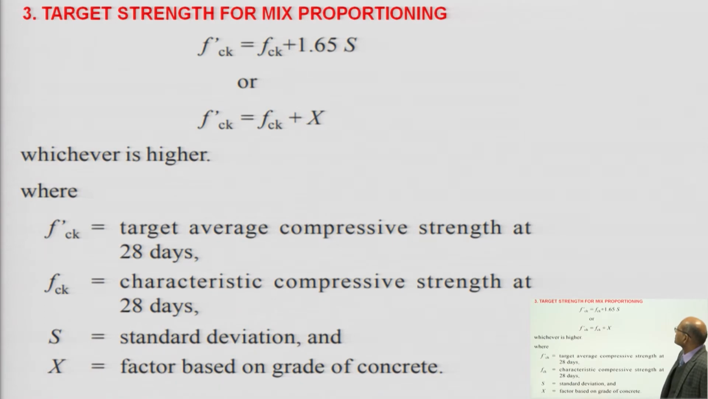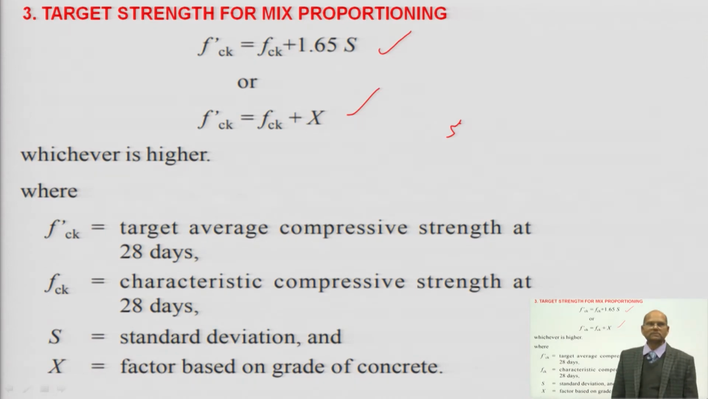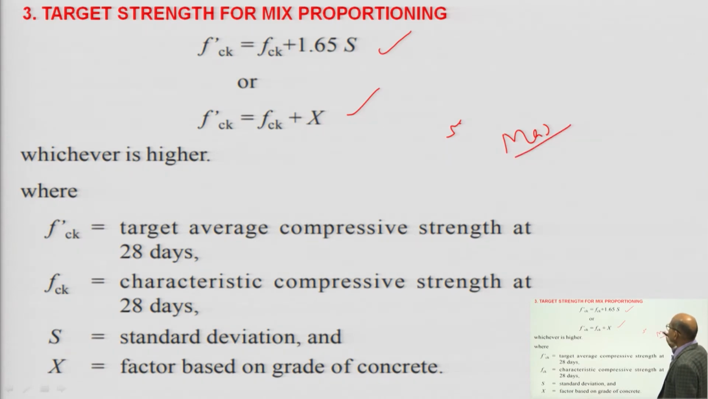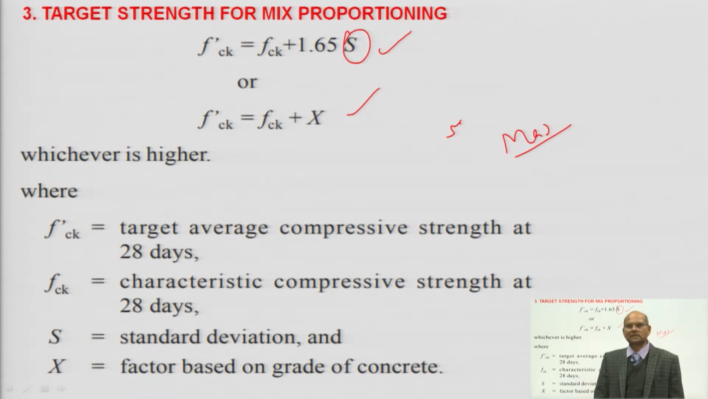If you consider f'ck, this is nothing but fck plus 1.65 into the standard deviation, or f'ck equal to fck plus X. Based on that we are supposed to get the maximum mean target strength. This S value depends on quality control and the site.